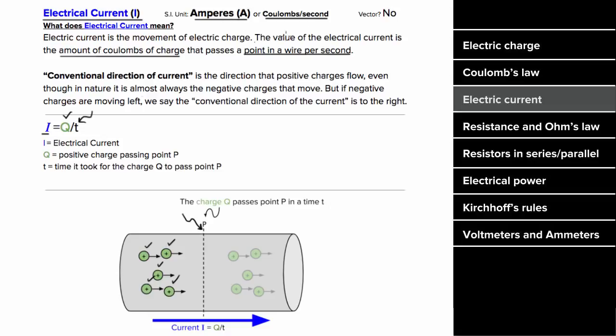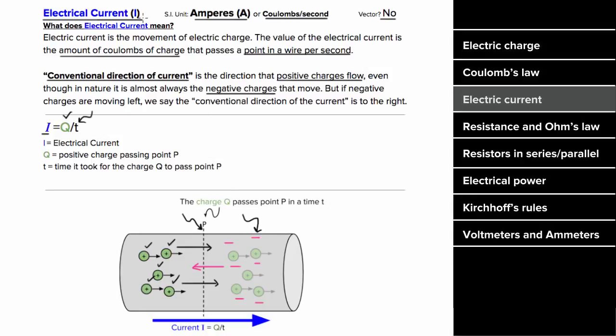And since charge and time aren't vectors, current is not a vector either. Something that's kind of strange is that the so-called conventional direction of current would be the direction that positive charges flow within a wire. However, positive charges don't flow within a wire. The only charges that actually flow in a wire are negative charges. But it turns out that negative charges flowing to the left is physically the same as positive charges flowing to the right. So in most physics problems, we pretend as if it were the positive charges moving. However, it's really the electrons, which are negative, that are moving within the wire.